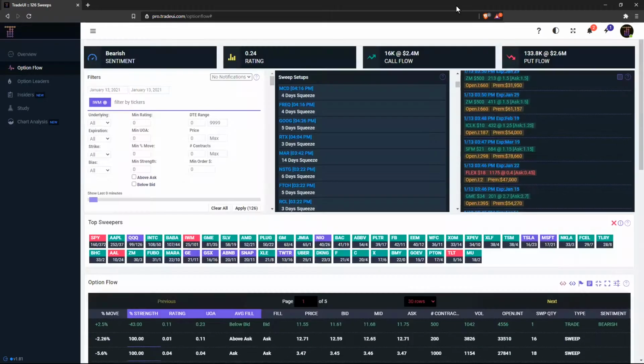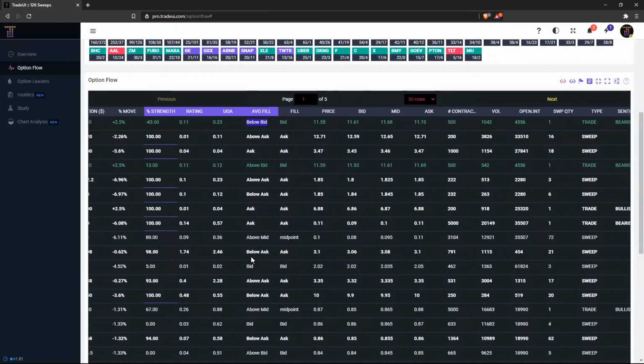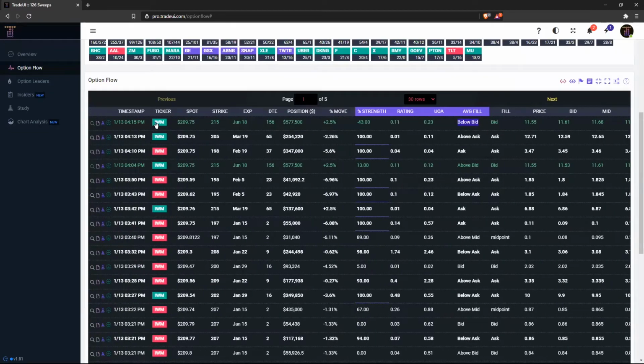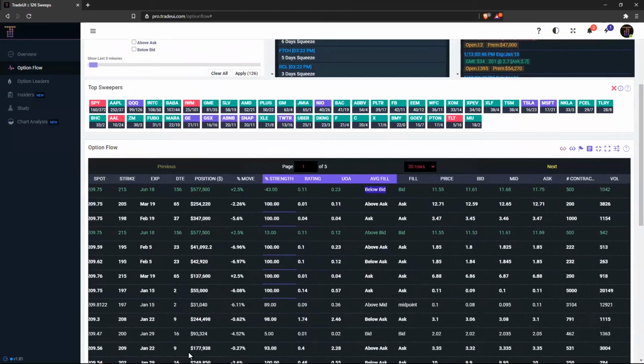So this tells you, now what is this bearish thing? Because I think they're selling it below bid, right? That's where I sometimes get confused, even though it's green. Right, but green does not mean bull. Green means it's a call. It doesn't mean bullish. Scroll all the way to the right. That's why I was confused. No, I want to see the full table.